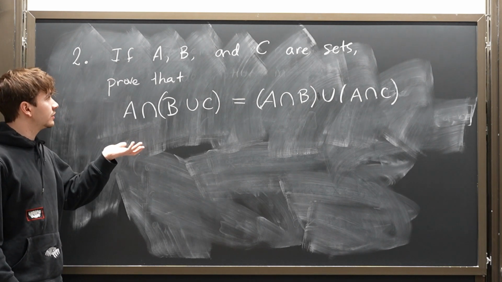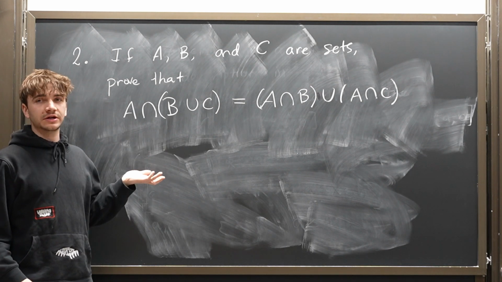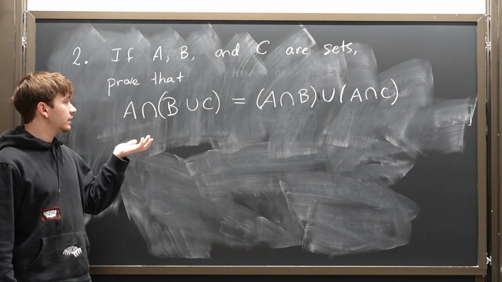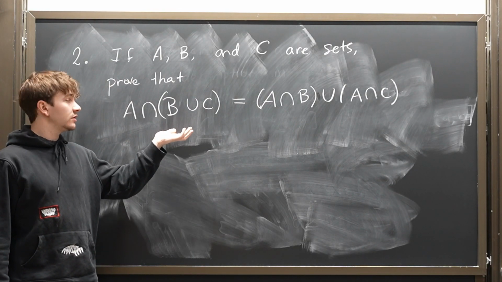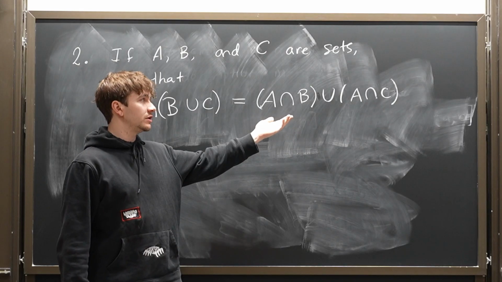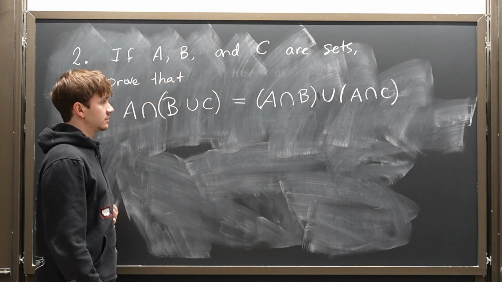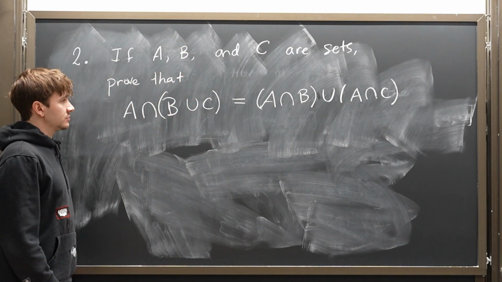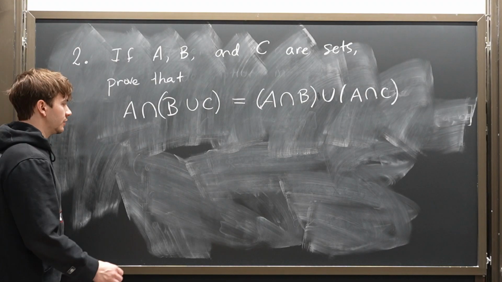Alright, today we're going to be solving this problem. If A, B, and C are sets, prove that A intersect (B union C) is equal to (A intersect B) union (A intersect C). Okay, so there's a few definitions we're going to need to recall here.